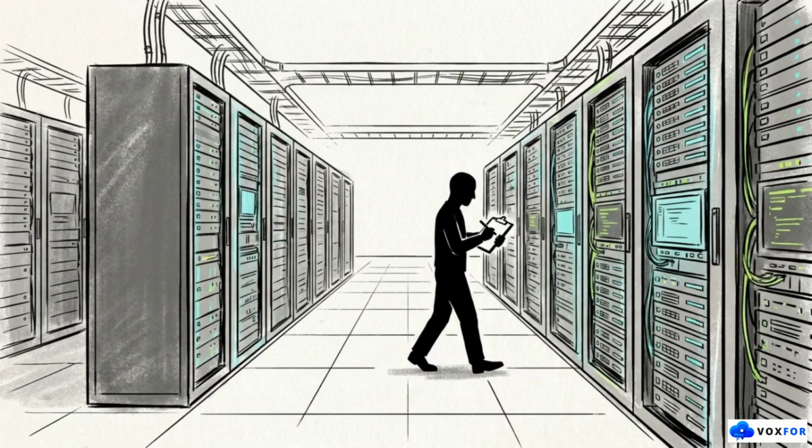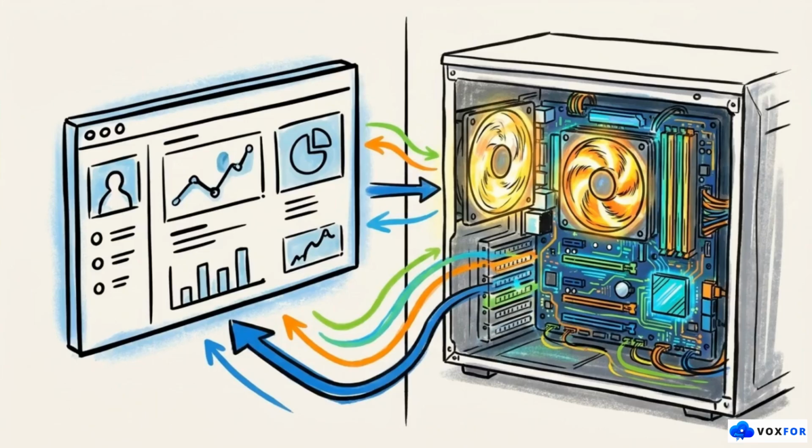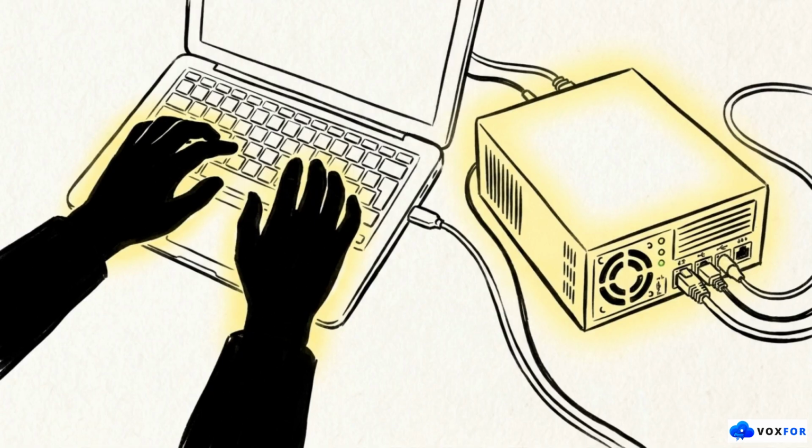Practical oversight in artificial intelligence starts with infrastructure. When you manage both the interface and the hardware, you ensure that your data and your compute resources remain entirely under your own supervision.